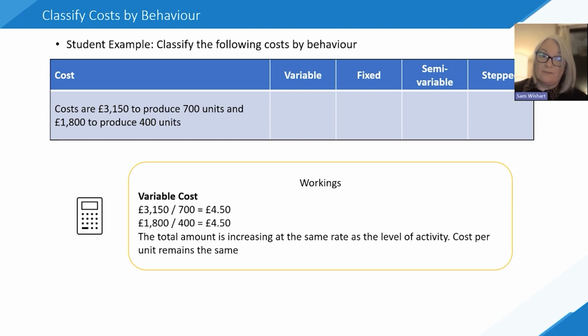At 3,700 units the cost per unit is 450, and at 400 units the cost is 450. So this tells us that this cost is a variable cost. The cost is increasing in direct proportion to activity, so we'd class this as variable.